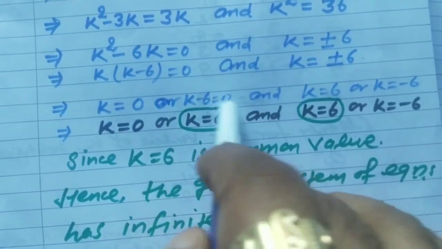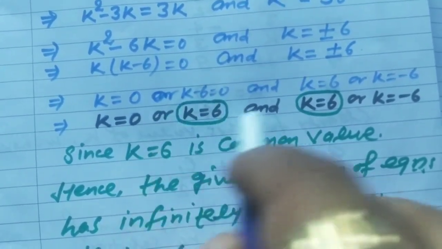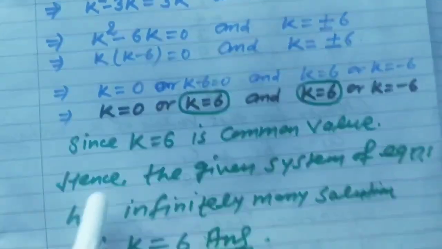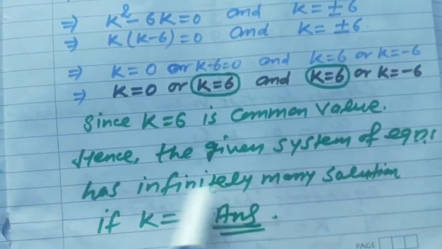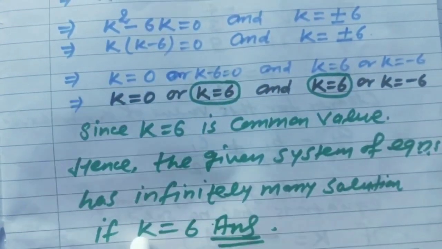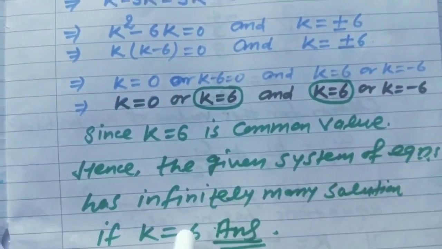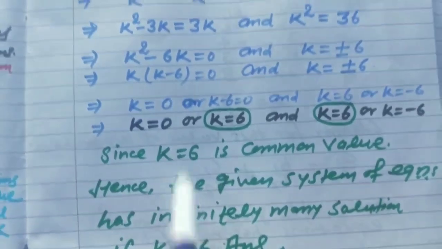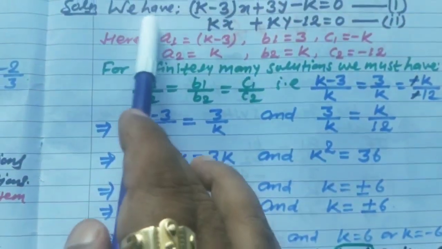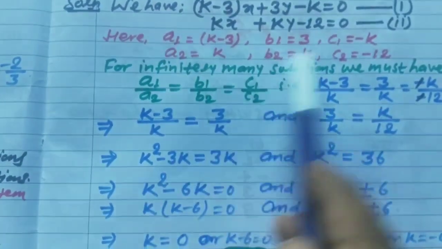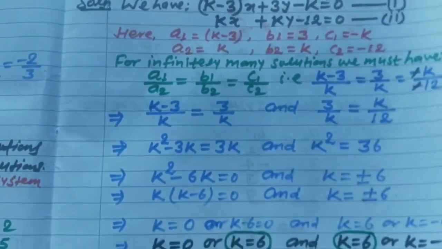The common value of k is 6. We have circled it. k is equal to 6 is the common value. Hence the given system of equations has infinitely many solutions if k is equal to 6. So we have found the value of k, and for k is equal to 6, if we put it in these equations, the pair of given equations will have an infinite number of solutions.